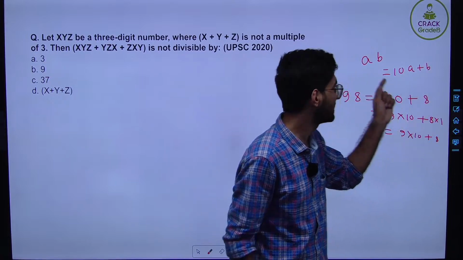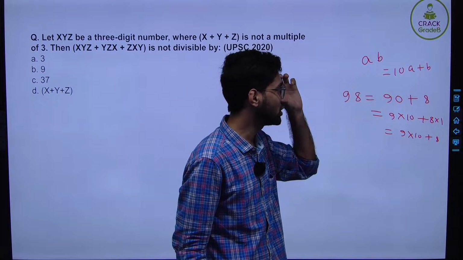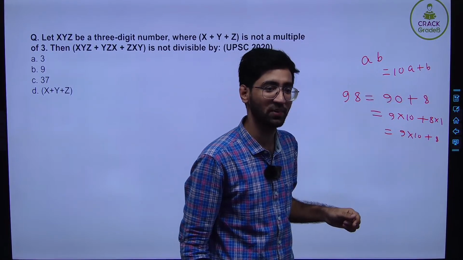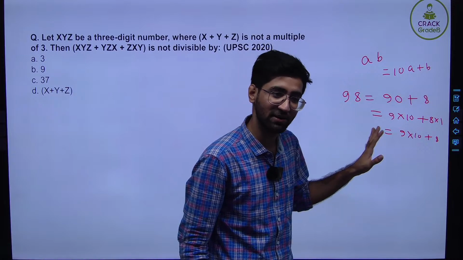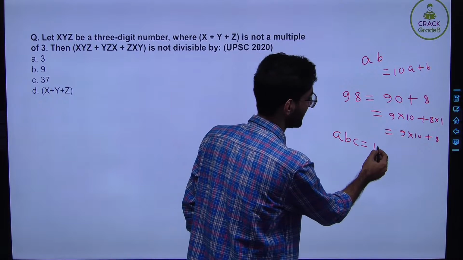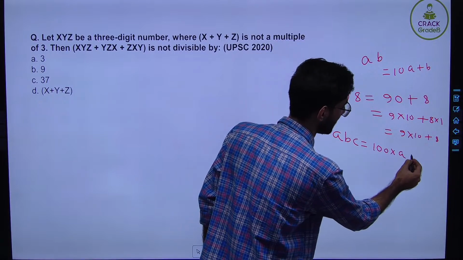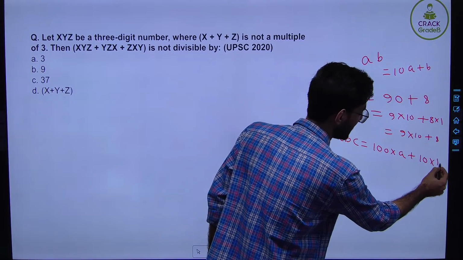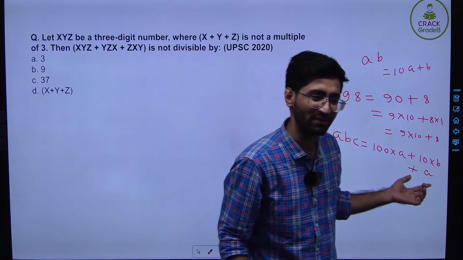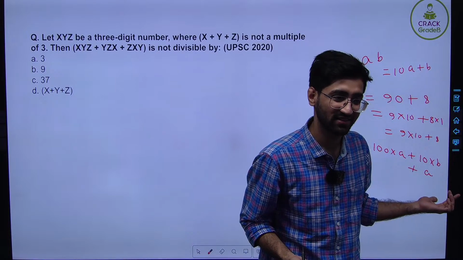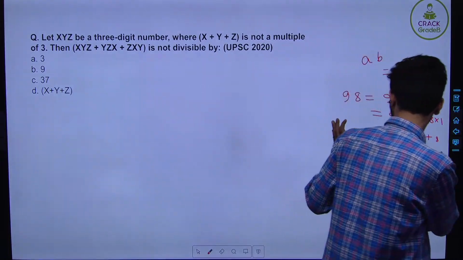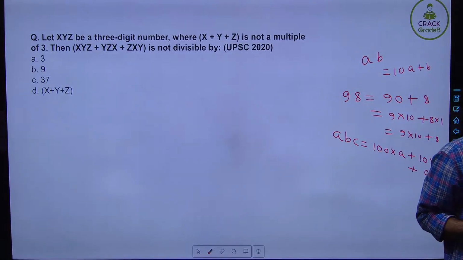Since multiplying by 1 doesn't change the value, we don't stress a lot on that thing. So if I say that there is a 2-digit number AB, can I say that this number is 10 into A plus B? Are you able to get this? If I say that there is a number ABC, can I say that number is 100 into A plus 10 into B plus A, and you can say 1 into A, but why write 1 into A? It will not change. Now try to use this concept to solve that question.